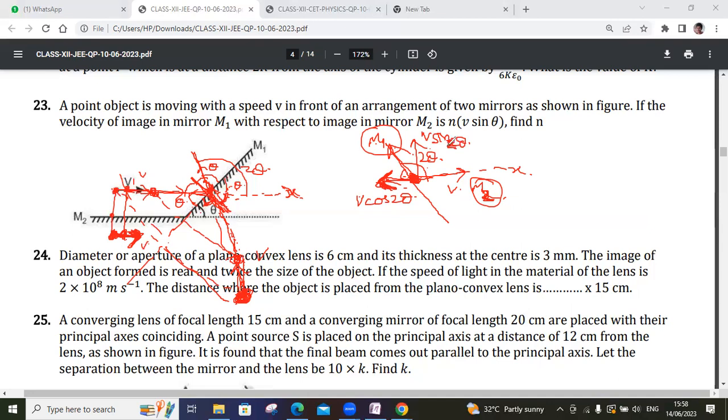Correct? Now they are asking for the relative velocity. In the x direction, the relative velocity will be v minus v cos 2 theta. This will be i cap and this will be minus i cap. So the relative velocity in the x direction is this much. And in the y direction, the relative velocity is v sin 2 theta j cap. This has no other component. So now the net relative velocity will be the root of Vx square plus Vy square, which you can solve.